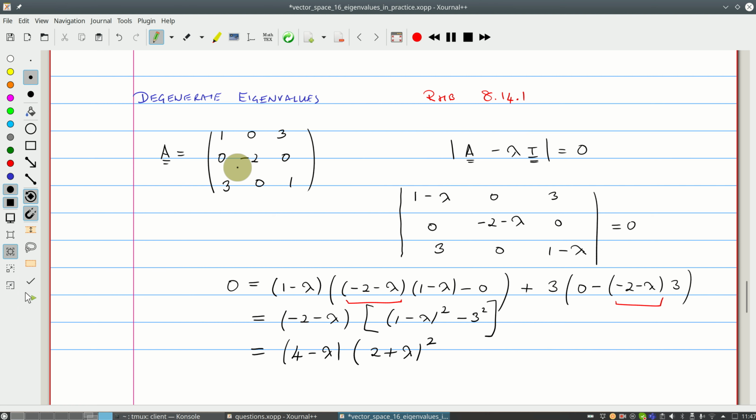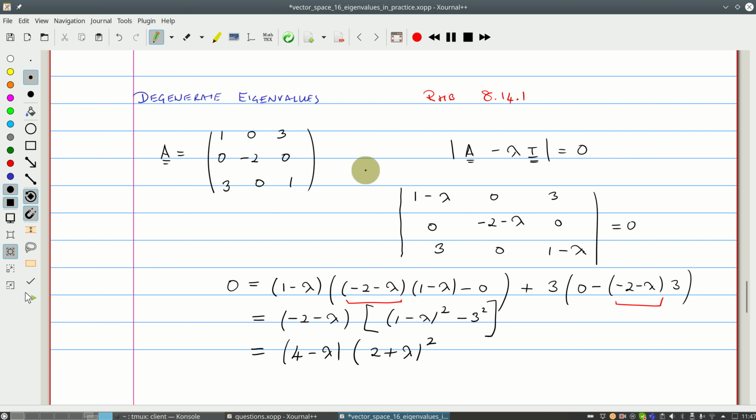So here's the matrix. It's a real symmetric 3x3 matrix, and we need to find the eigenvalues and eigenvectors. Now we proceed as before. First set up the characteristic equation: A minus lambda I, where I is the identity matrix. Take the determinant of that and set it to 0.